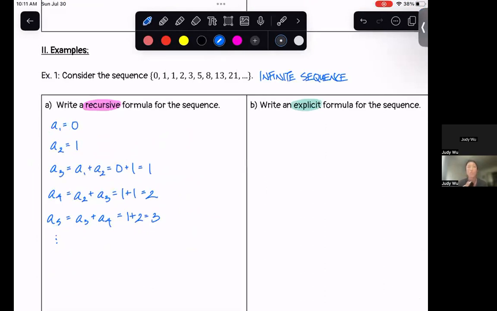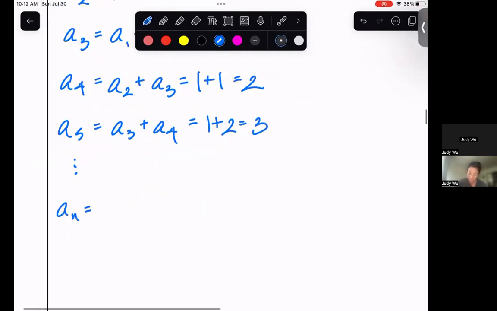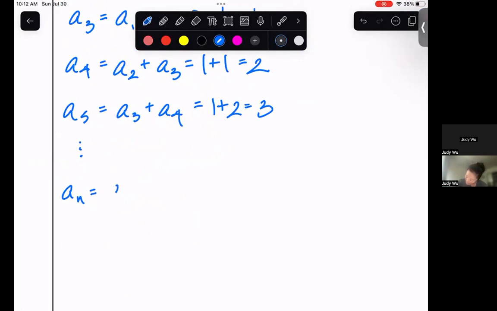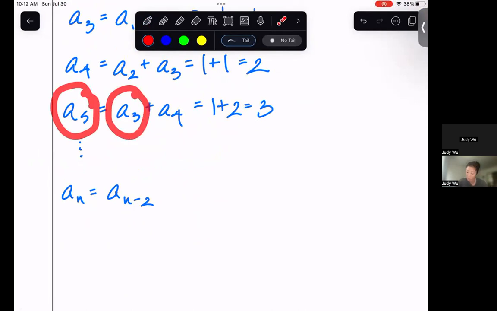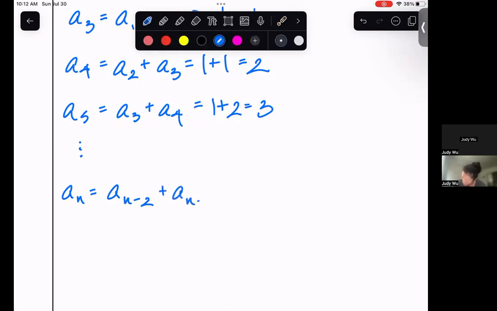And the pattern here is really what helps us write the recursive formula, okay? It turns out that for any a sub n, we take the term that is 2 before it. So a sub 5, I'm going to take a sub 3, that's 2 terms before it, plus the term that is just 1 term before it. So we would write that a sub n minus 1. The n minus 1 means 1 before, and the n minus 2 means 2 before, okay?